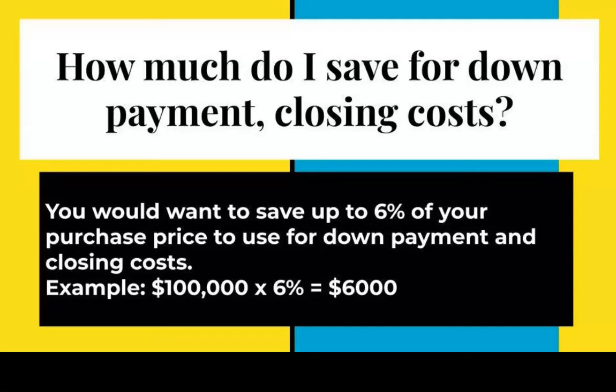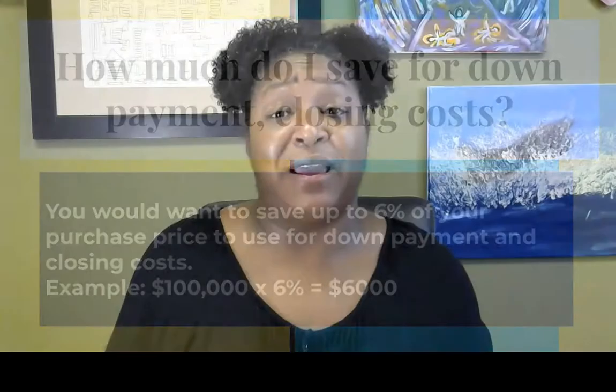So if you're looking to purchase a $100,000 home, you're going to want to be able to save for closing costs and a down payment. If you're getting an FHA loan, the most that FHA will give you for the loan is $96,500. This is for $100,000. You would need to come up with $3,500 as a down payment in order to make that $96,500 into $100,000. So you would need the $3,500.